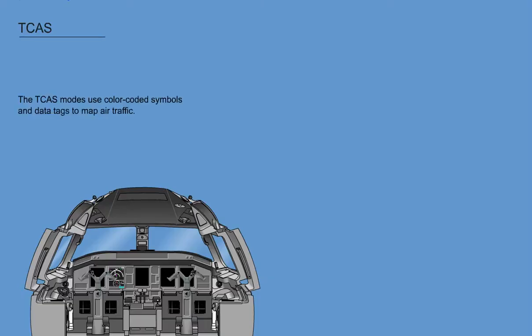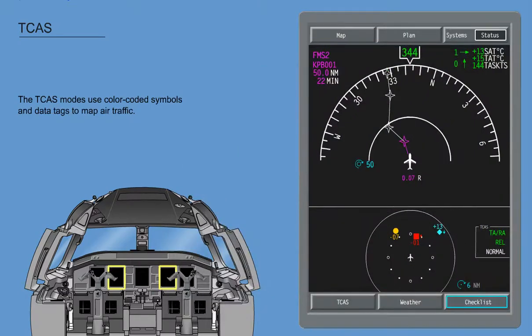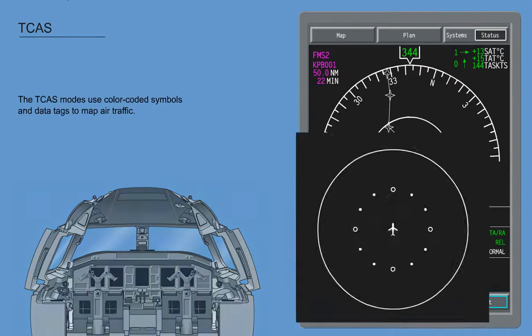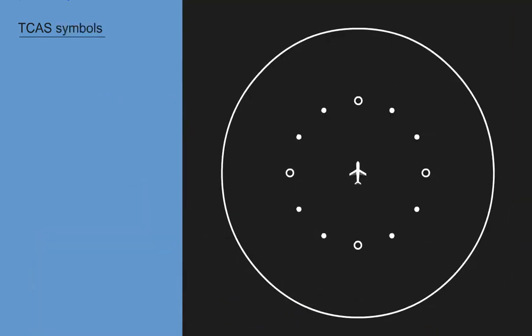The TCAS modes use color-coded symbols and data tags to map air traffic and locate threat aircraft on the two display formats. The symbols are explained as follows. A solid red square represents a resolution advisory, RA. A resolution advisory is given for an intruder aircraft entering the warning area 20 to 30 seconds from the TCAS collision area. A solid amber circle is used for a traffic advisory, TA.